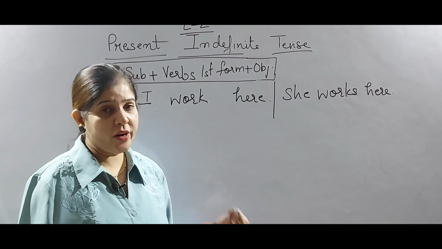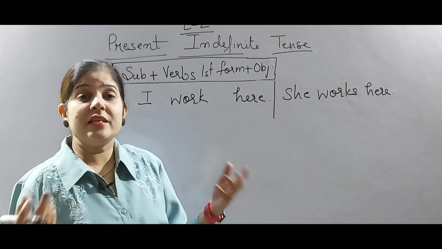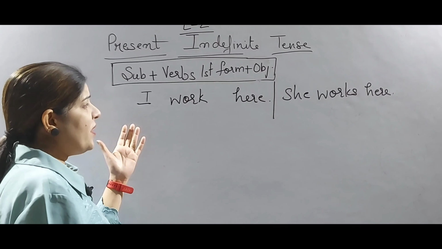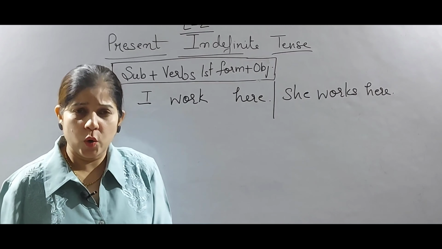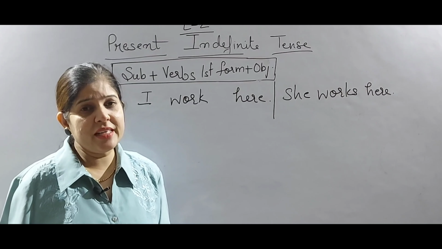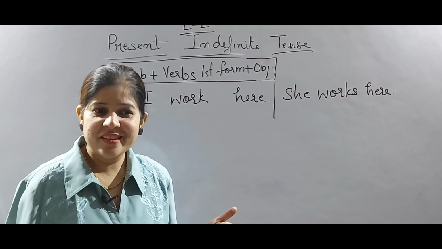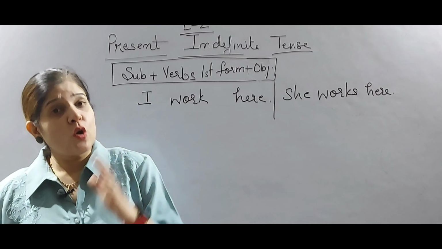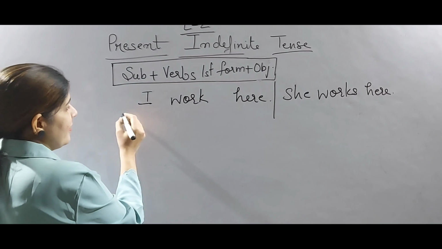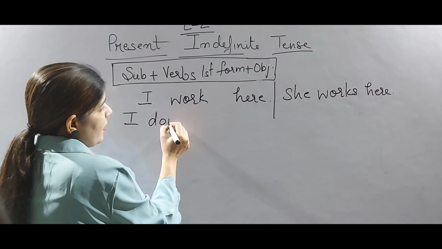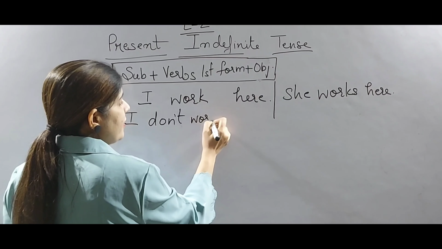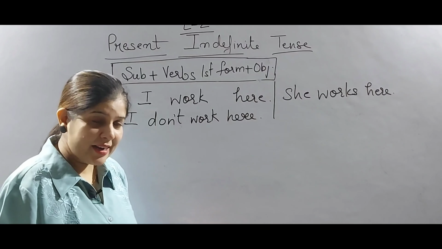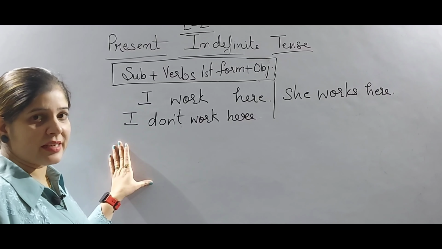Now, I am going to frame some negative and interrogative sentences in the same tense. Right, students? If I say, I work here, its negative is, you tell me what is the negative? Oh, yes, you're right. The negative is, I don't work here. This is a negative sentence.